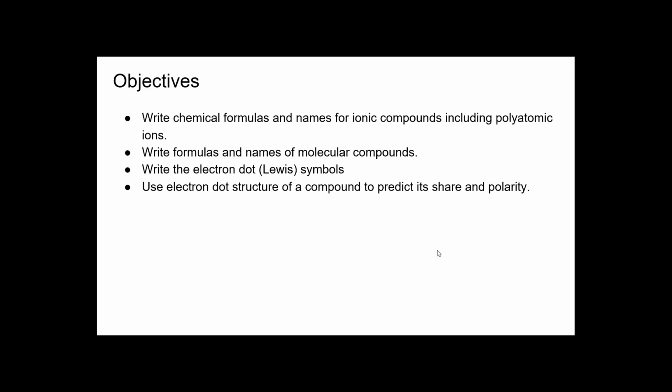The objectives: write chemical formulas and names for ionic compounds, including polyatomic ions. Write formulas and names of molecular compounds. Write the electron dot symbols. Use the electron dot structure of a compound to predict its shape and polarity.